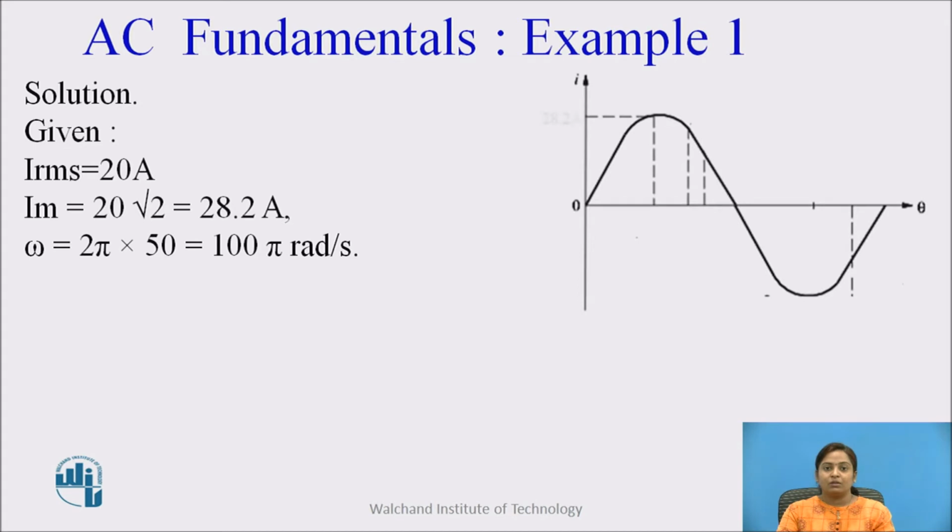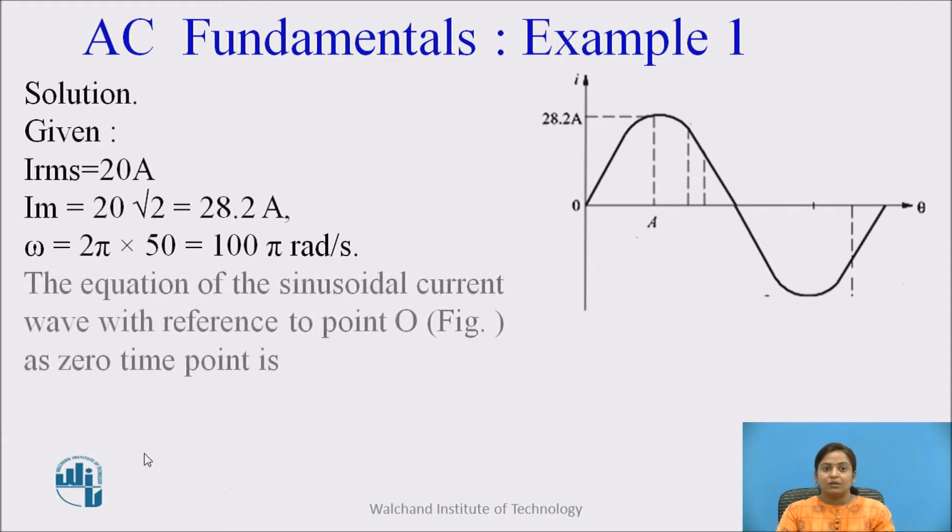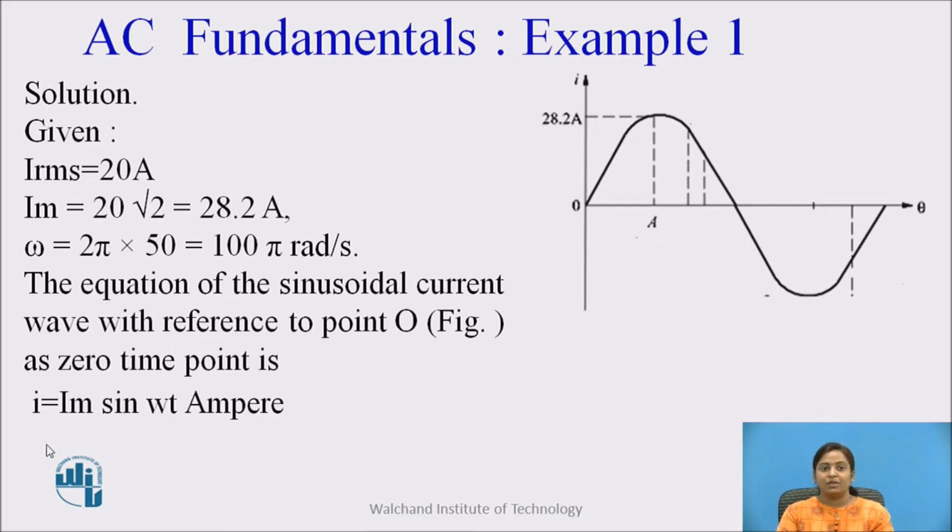Here the signal which is given is a sinusoidal quantity. So let us take this figure for a sinusoidal quantity. Take this reference point O, and from this reference point, how can we write the equation? For this signal, the instantaneous value of current we can write as i = Im sin omega t, because the shape of this signal is sine. Putting the values of Im and omega in this equation, we get i = 28.2 sin 100 pi t ampere.